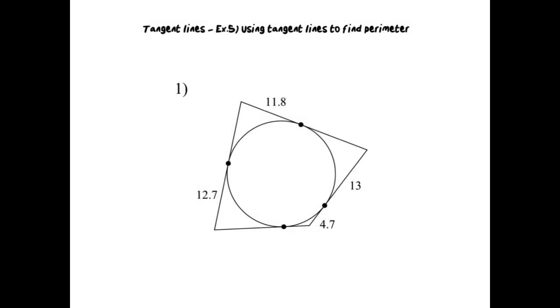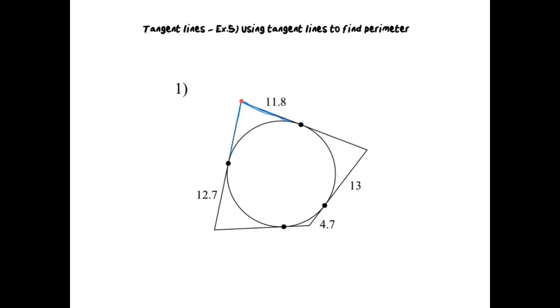Hey guys, in this example, we've got a whole bunch of tangent lines, and we're going to be looking for the perimeter of this thing. It looks like a quadrilateral that has this circle inside of it. Cool. So for all of them, we're going to be using that third theorem about those two tangents that intersect at a common endpoint.